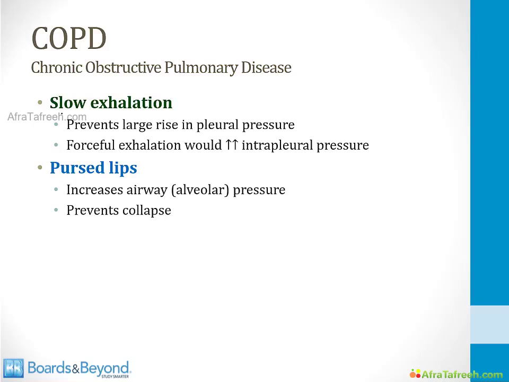The first thing they do is they slowly exhale. This prevents the pleural pressure from rising significantly, because if they breathe more vigorously, the pressure would rise and the airways would collapse. So by doing a gentle, slow exhale, those pleural pressures never get so high that they can collapse the lungs. The second thing they do is they purse their lips.